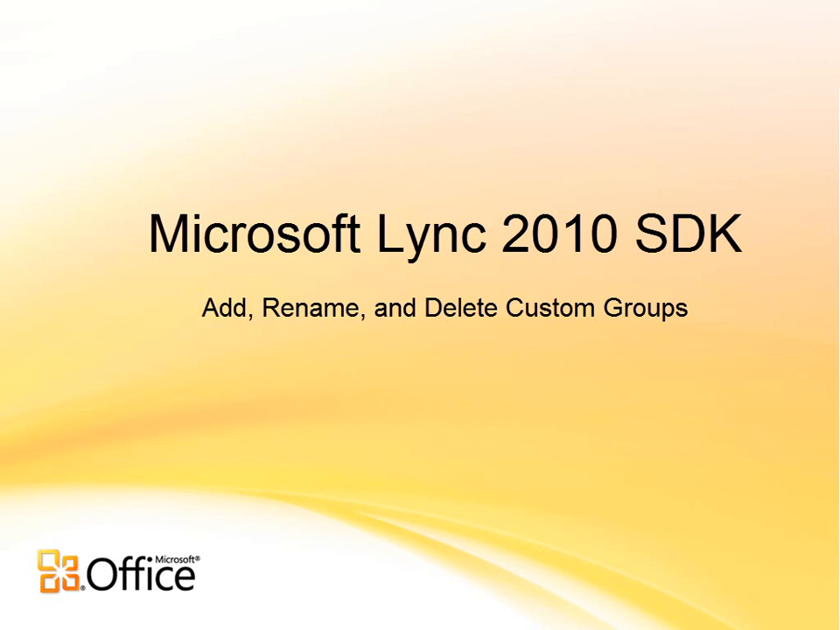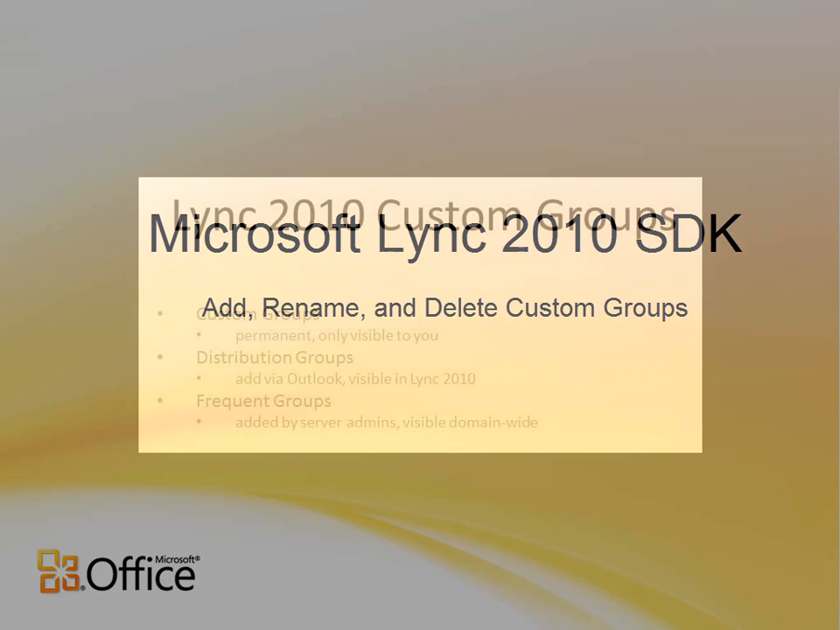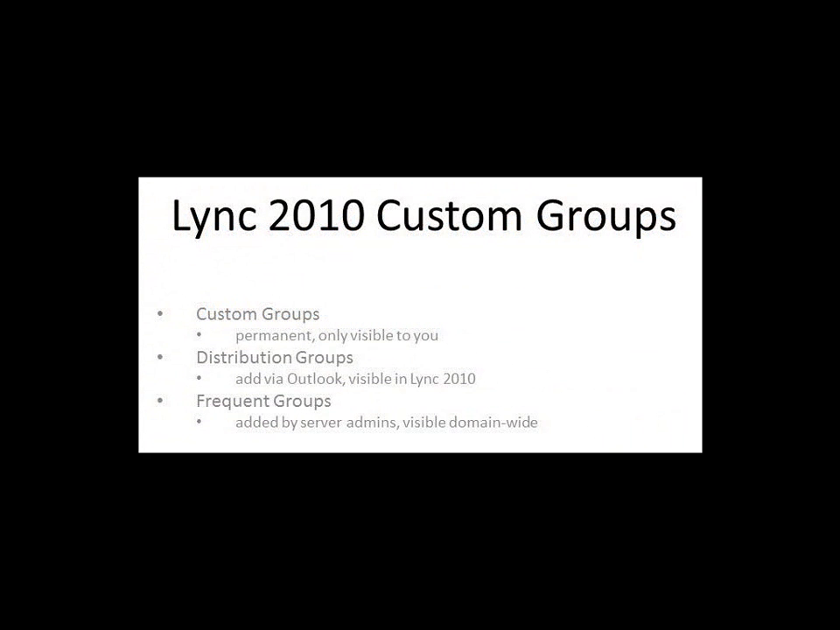First of all, a little bit about what a custom group is. If you see the slide that's coming up here, to get an idea, compare and contrast the three kinds of groups in Lync. First of all, we've got custom groups, which are permanent but only visible to the user who added them. Distribution groups are added using Outlook and are discoverable in Lync, and frequent groups are domain-wide and must be added by server admins.